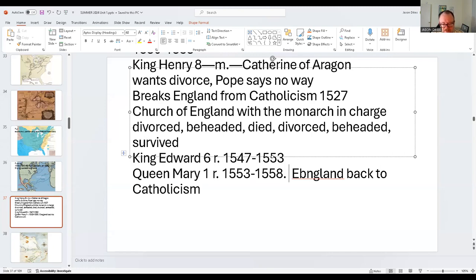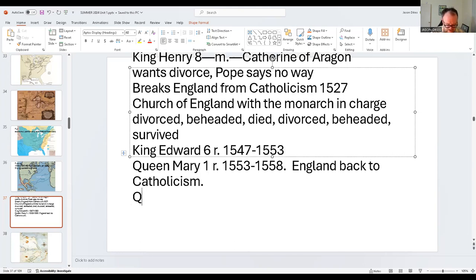She's also known as Bloody Mary. Those people who didn't want to be Catholic, she had them put to death. If you're familiar with Foxe's Book of Martyrs, it talks a lot about the people who were put to death. The first man to translate the Bible into English was put to death. These people were usually burned at the stake, which is what you do with heretics. Queen Mary died in 1558, probably from a cyst on her ovaries.